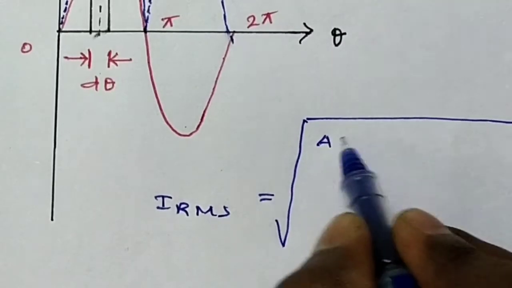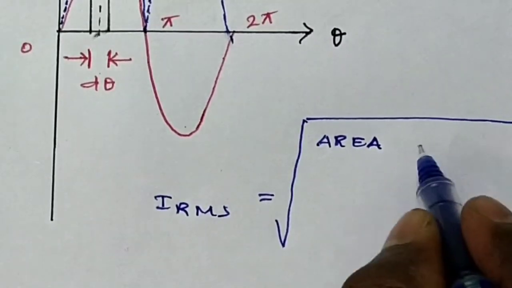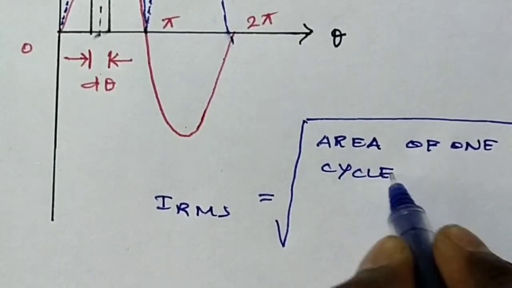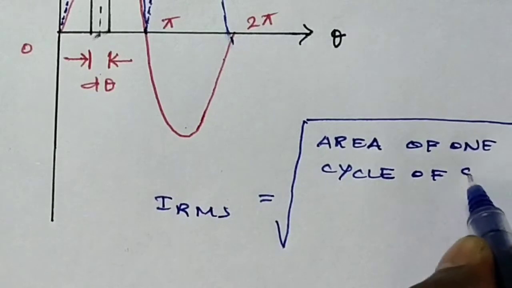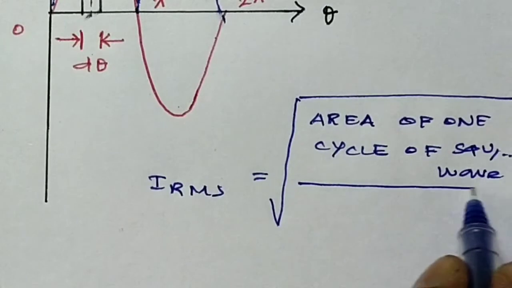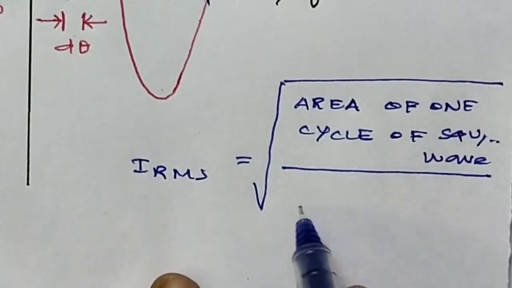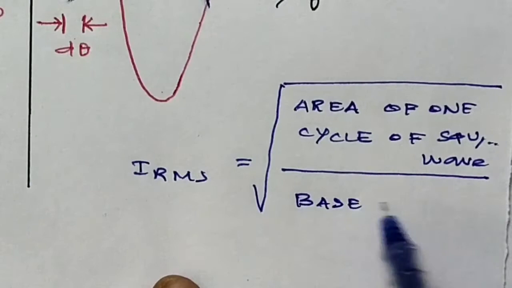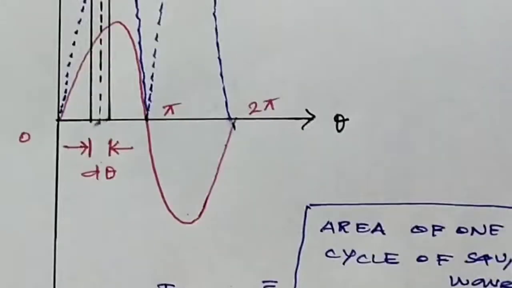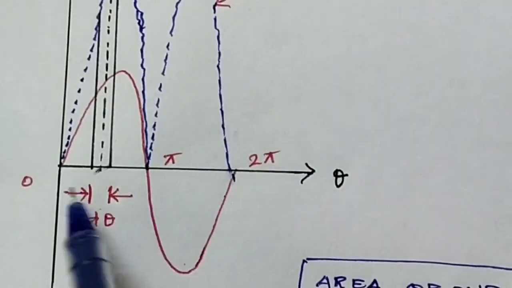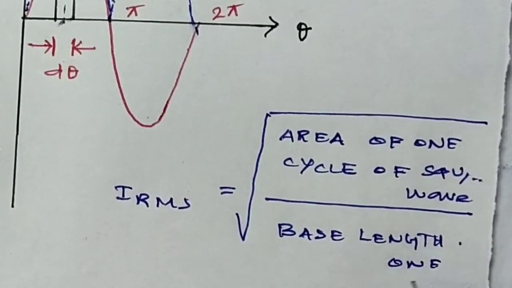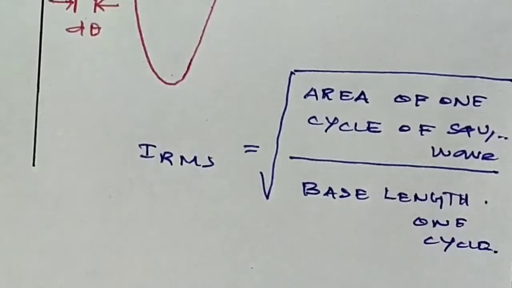Here consider the area of one cycle of the squared wave, divided by the base length. The base length of one cycle: a half cycle goes from 0 to pi, and one complete cycle goes from 0 to 2 pi. That is one cycle.